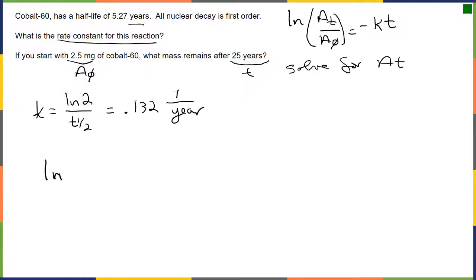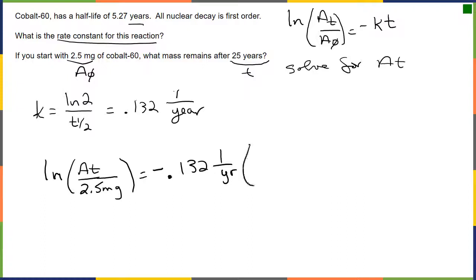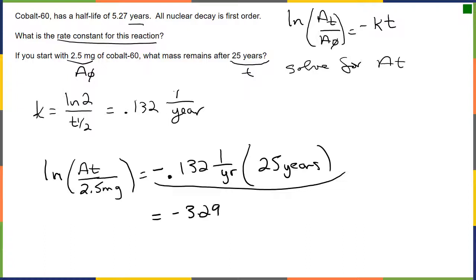The natural log of A sub t over A naught, which is 2.5 milligrams. It makes no difference what units you use, whatever units you start with or what the units are going to be when you end off for your concentration, is equal to minus 0.132 per year. Make sure these units, though, are the same, multiplied by 25 years. This is math, and we're just going to plug that in. When we plug that value in, we get minus 3.29. Our years cancel. On this side, we'll get the natural log of A sub t over 2.5 milligrams.